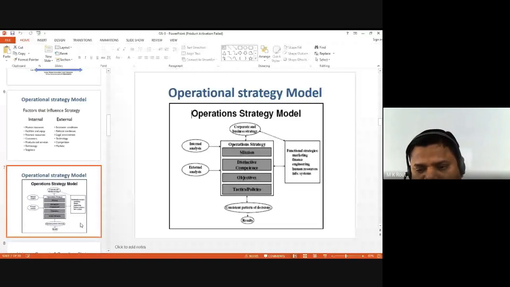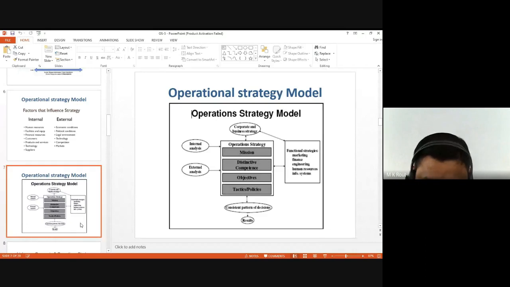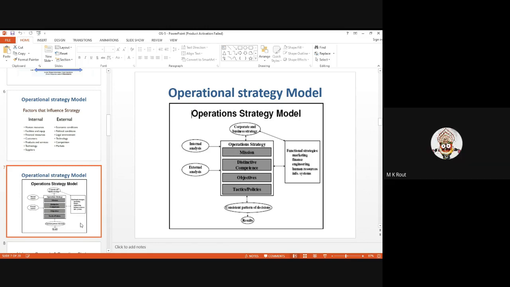But if you look at the functional strategy point of view, which is very much correlated to the business strategy, the functional strategy basically includes marketing, finance, engineering, human resource, and information systems. So these are the functional strategies which are also merged with your operational strategy. So this is the whole view of your operational strategy. Whenever you implement this particular strategy in product industry or service industry, basically these are adopted.